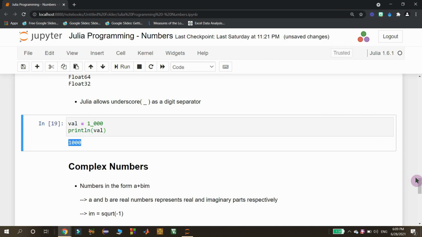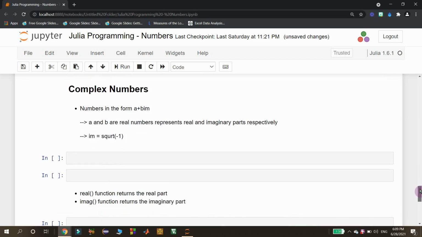So the next type of numbers would be complex numbers. You know what a complex number is? If any number has both a real part as well as an imaginary part, that means the number is available in the form of a plus ib, then that particular type of number is called a complex number. In Julia, the imaginary part is represented by using im.